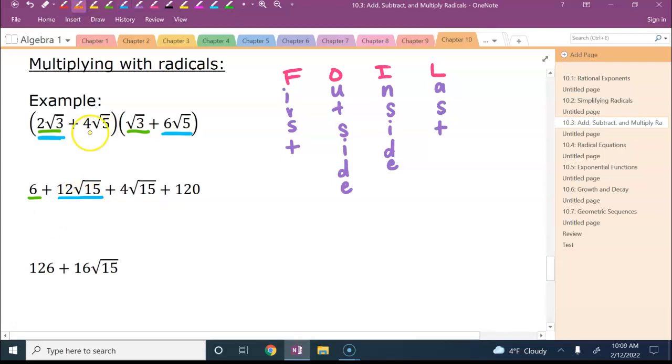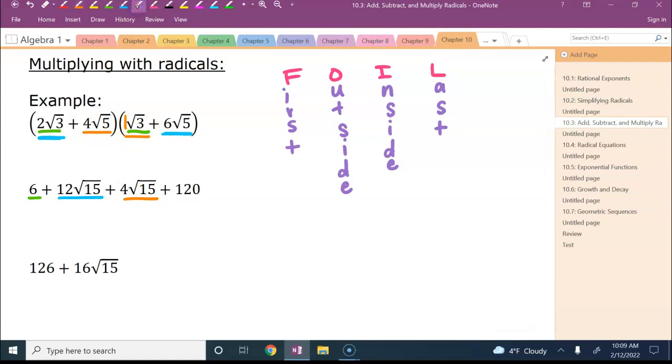Your inside terms would be the terms that are right next to each other, where these parentheses kind of butt next to each other. So we have 4 square root of 5 and the square root of 3. So 4, there's a 1 here, so 4 times 1 is 4. And then square root of 5 times square root of 3 is that square root of 15. So that's the next term in our sentence.